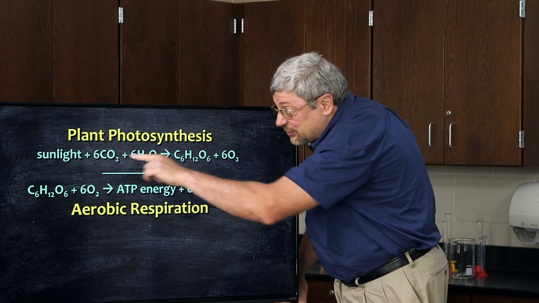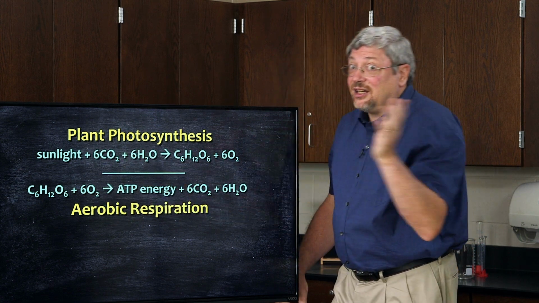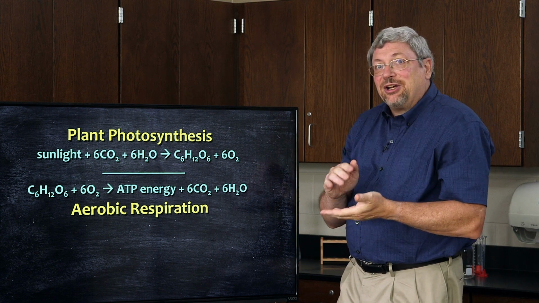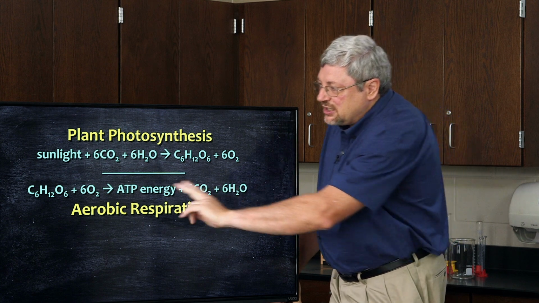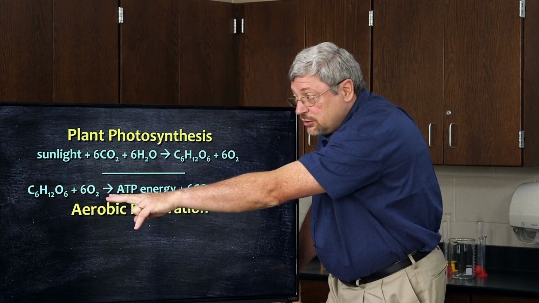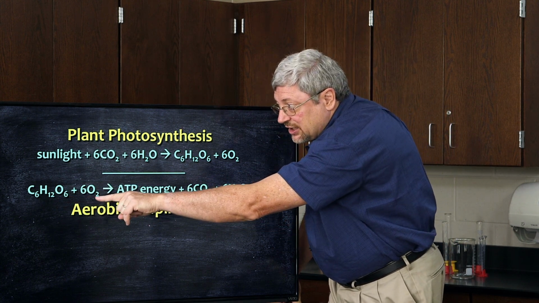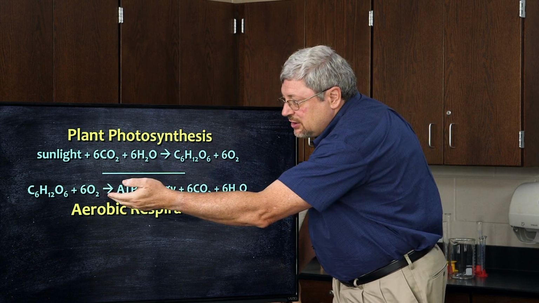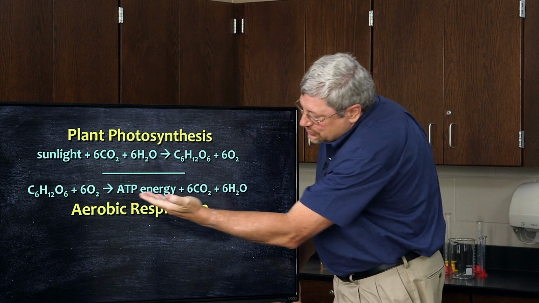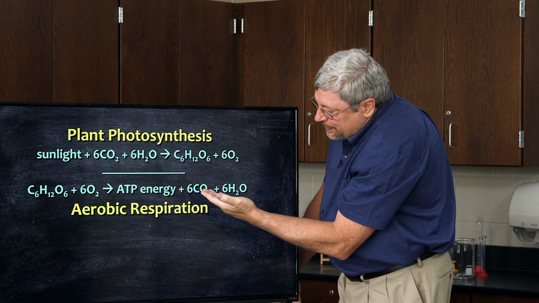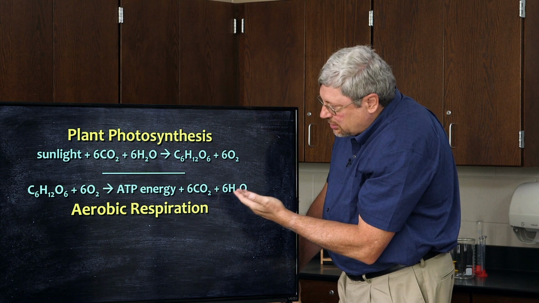Just like the one for photosynthesis, this is hiding a lot of complexity. There's a lot of molecules and a lot of steps in this process. But the summary is that sugar, glucose, plus oxygen from the atmosphere is put together and used to generate energy and carbon dioxide and water.